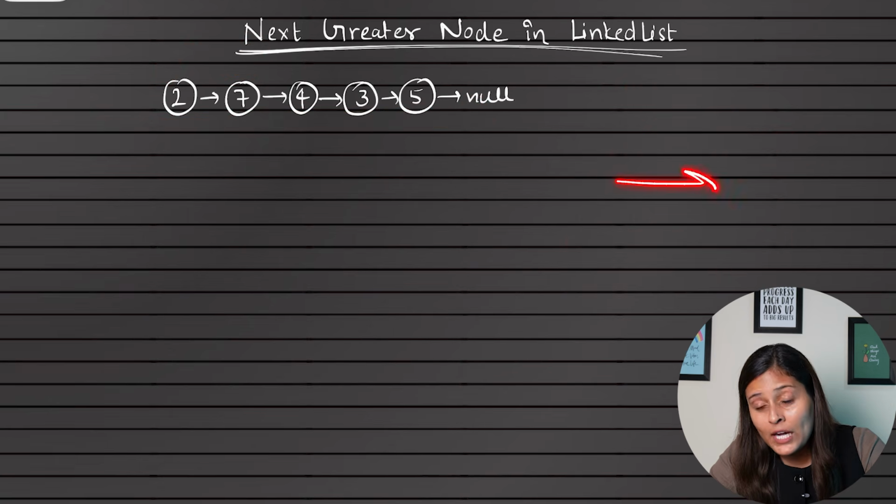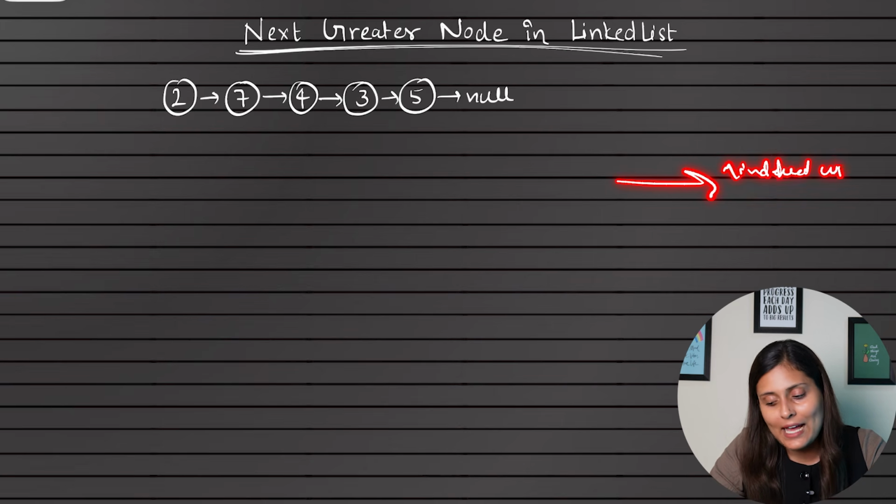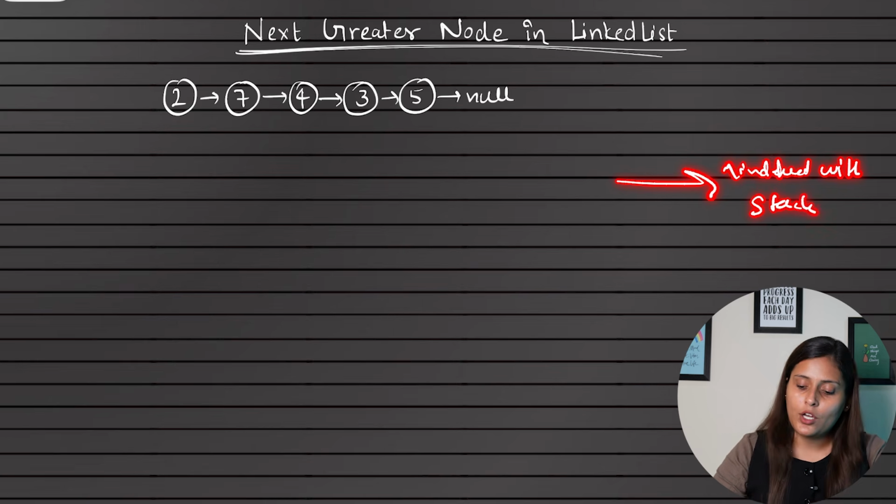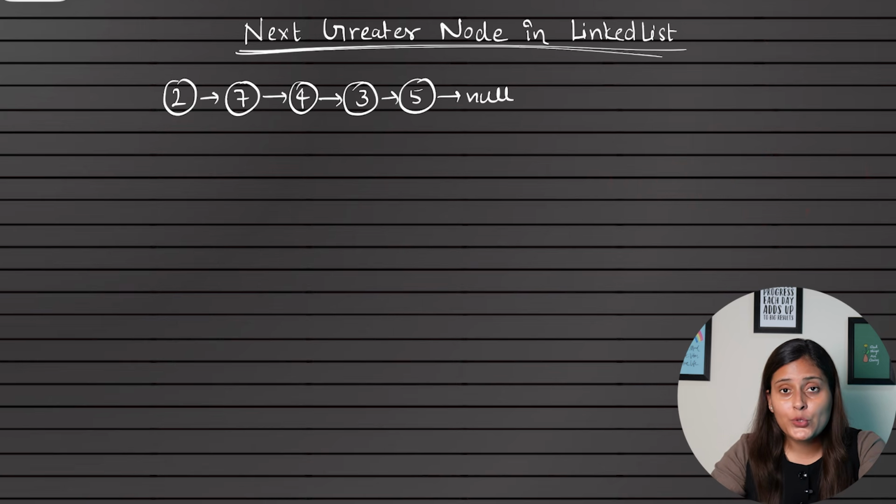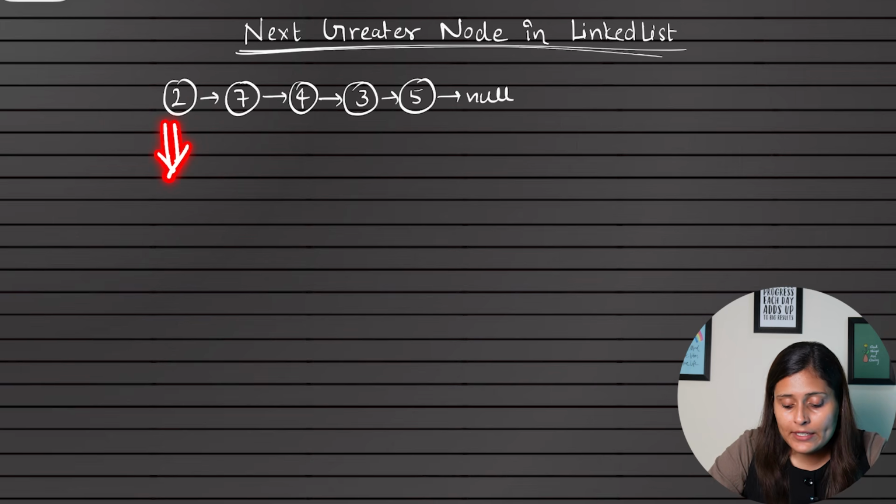So we can think of another pattern, which is linked list but with stack. Okay, with stack. But that is the optimized approach. If we don't know anything, how can we think for this approach? This is the linked list. And one more thing is we don't have to return the linked list. We have to return the array, integer array.